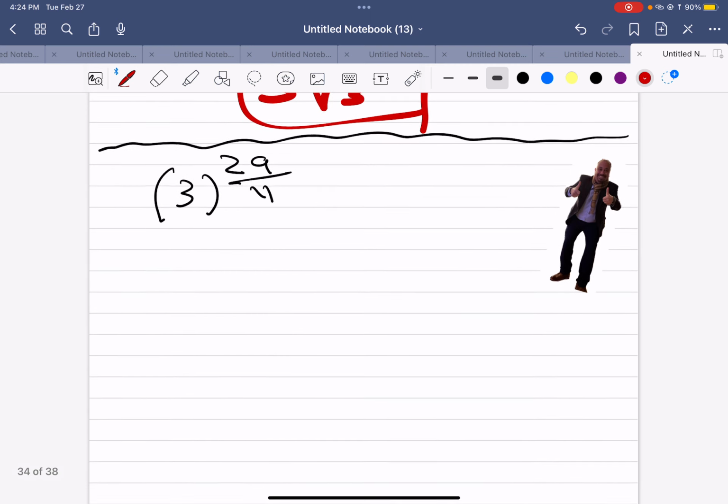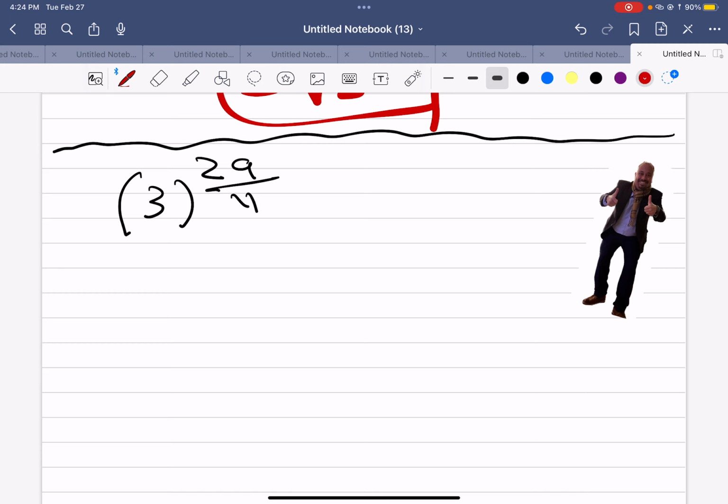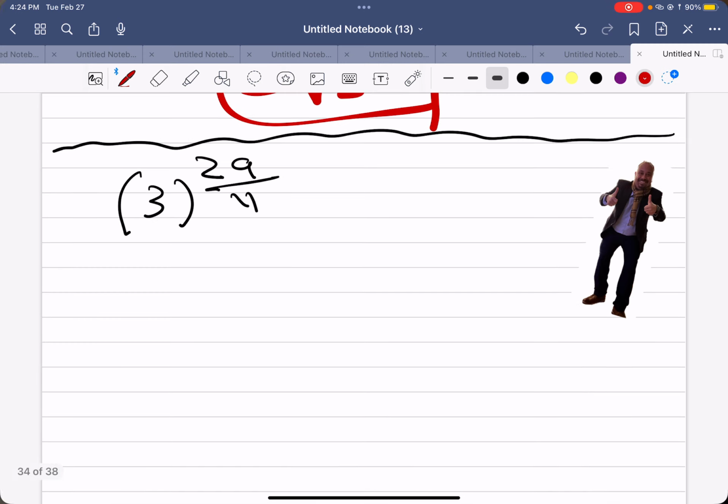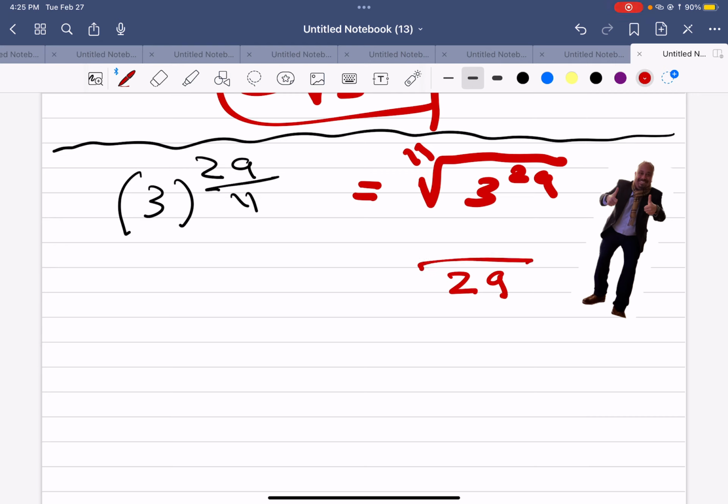But what if I have something like this? 3 to the 29 over 11. If I want to do the old-fashioned way, the degree is the 11th root of 3 to the 29. Will I really write 29 times? No. The easier way is I divide 29 by 11. Pay attention. After dividing 29 by 11, that will give me 2. 2 times 11 is 22.